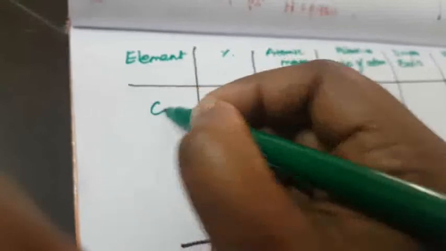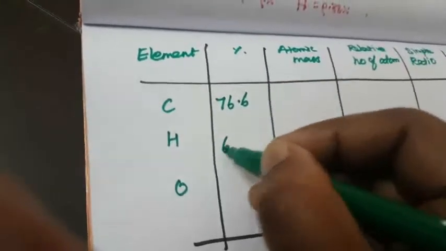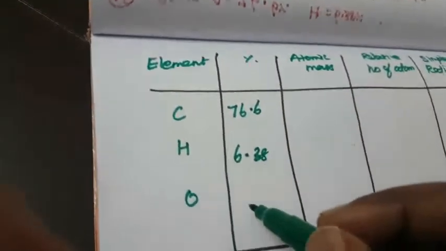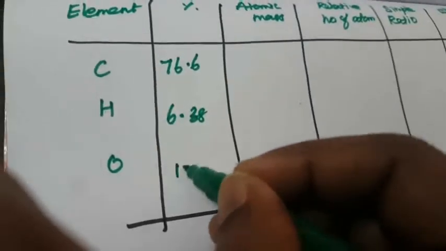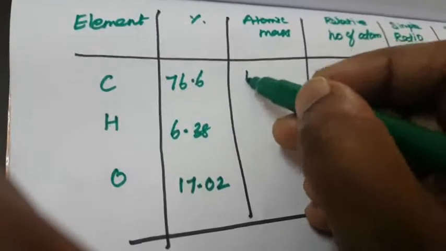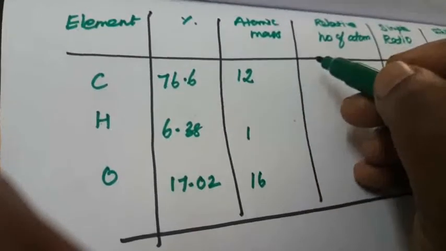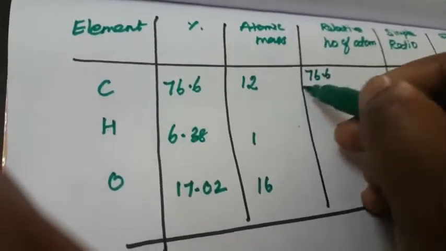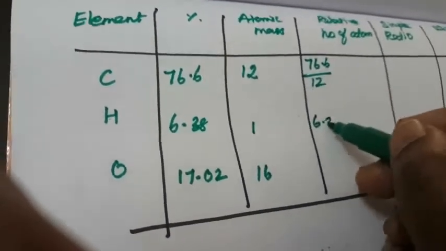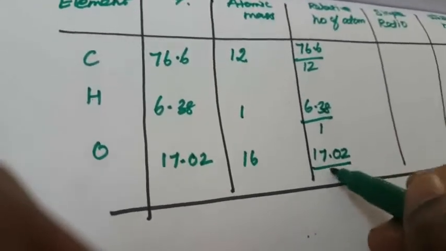Okay, what is the given percentage? So carbon, hydrogen, oxygen: 76.6, 6.38. The oxygen is the one we calculated, that is 17.02. What is the atomic mass? Atomic mass of carbon is 12, hydrogen is 1, oxygen is 16. Relative number of atoms: 76.6 divided by 12, here 6.38 divided by 1, here 17.02 divided by 16.